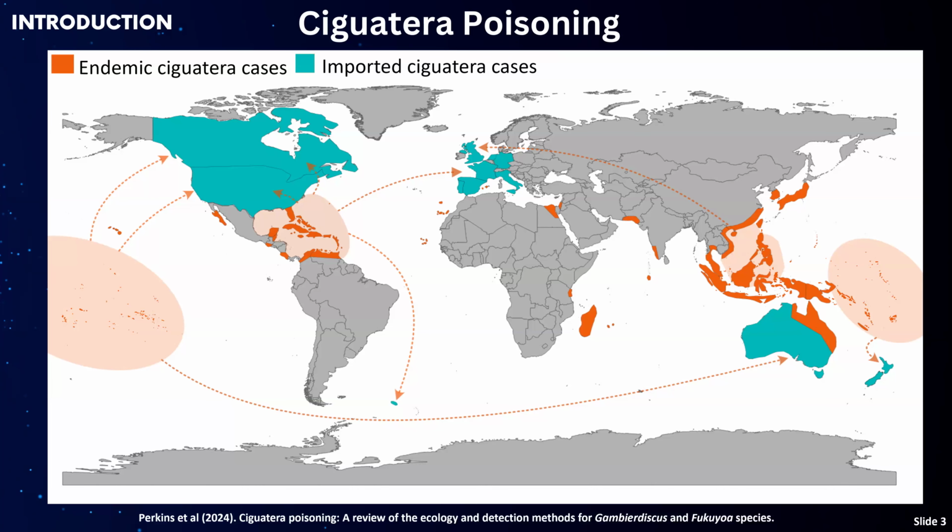So here I just wanted to show that it's truly a global issue. In orange are the endemic regions from a paper we published back in 2024, and in blue is where these fish are imported to. So we're having cases all over the world, but in orange here is where this is most endemic, and this kind of overlaps with the species that cause ciguatera. So they're mainly found in the tropics and subtropics around the world, particularly in areas of coral reef like the GBR and the Pacific Island nations, as well as the Caribbean. We've also started to get detections and cases in temperate regions such as northern Japan and New South Wales, and also in New Zealand.